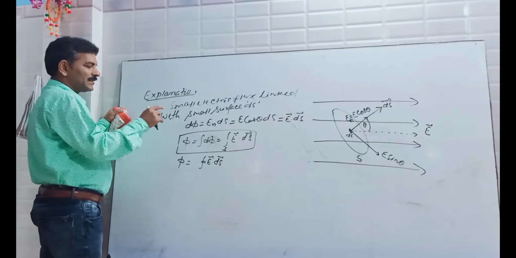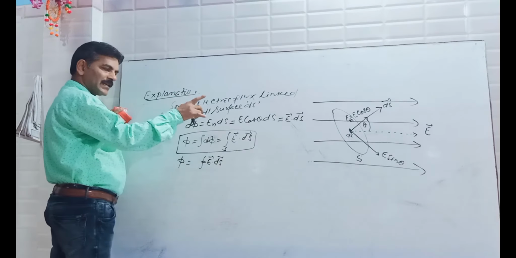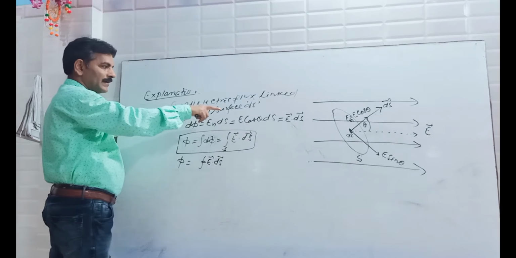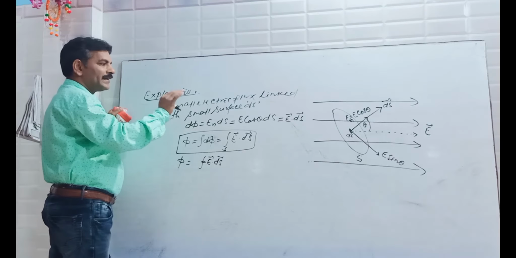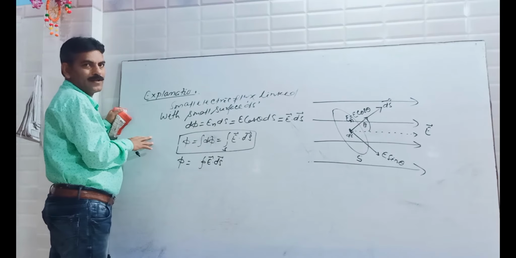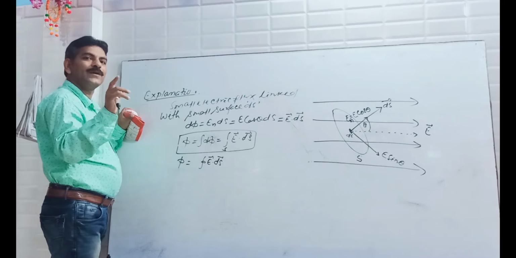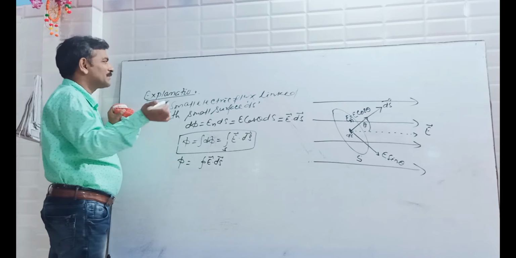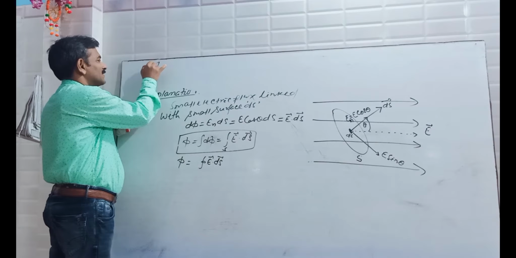Okay. Then you see, electric flux is a scalar quantity. It is a dot product of two vectors, E ds cos theta. Since electric flux depends upon cos theta, and cos theta can be positive, negative, and zero, you can write some note.